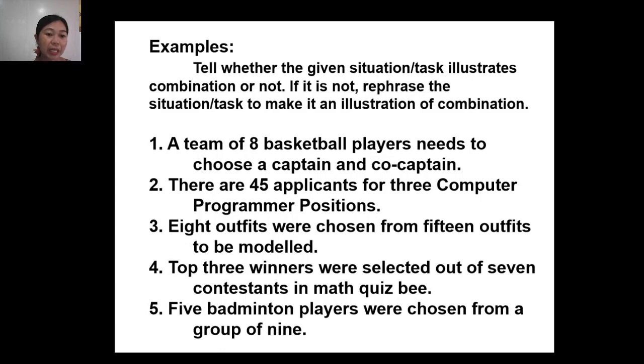Next, number 3. 8 outfits were chosen from 15 outfits to be modeled. For situation number 3, this is, again, a combination. Why? This is a combination because you are just going to select. You are going to choose 8 outfits from the given 15 sets of outfits. Still, the order is not important.